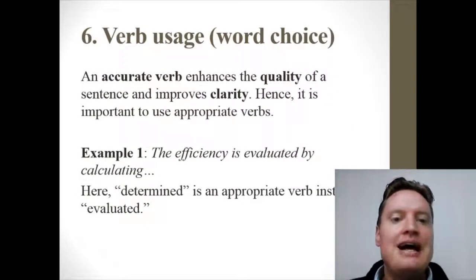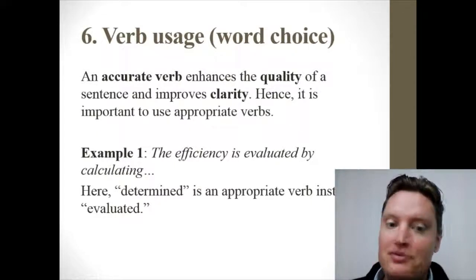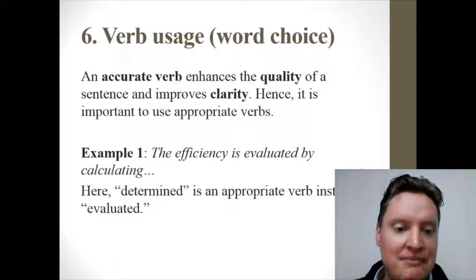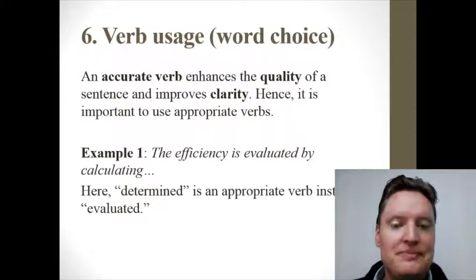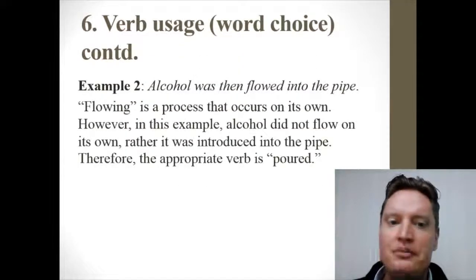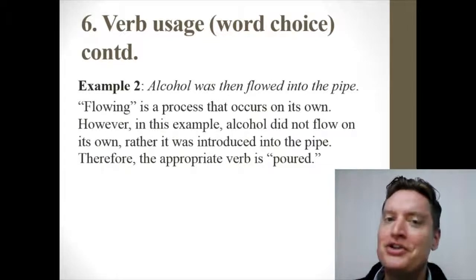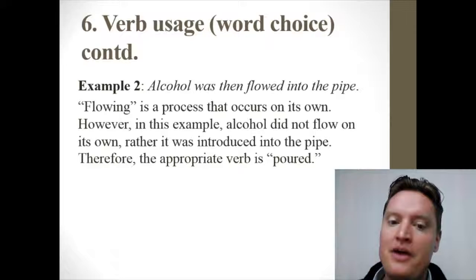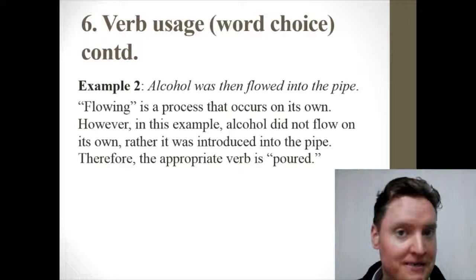Verb usage. An accurate verb enhances the quality of a sentence and improves clarity. Hence, it is important to use the appropriate verbs. For example: the efficiency is evaluated by calculating. Here, determined is an appropriate verb instead of evaluated. Another example: alcohol was then flowed into the pipe. Flowing is a process that occurs on its own. However, in this example, alcohol did not flow on its own. Rather, it was introduced into the pipe. Therefore, a better verb would be poured.